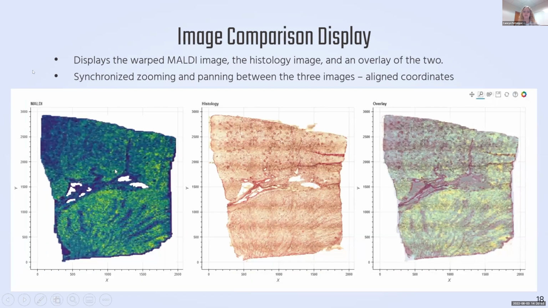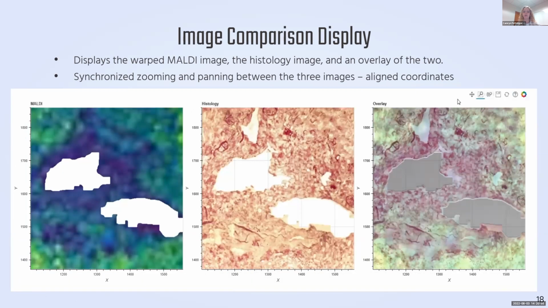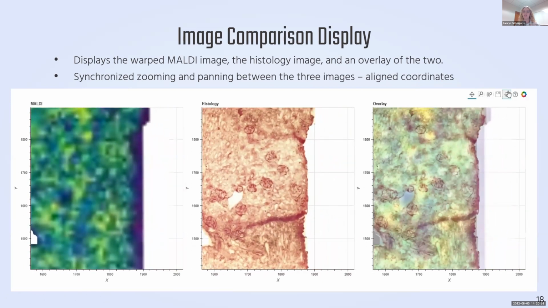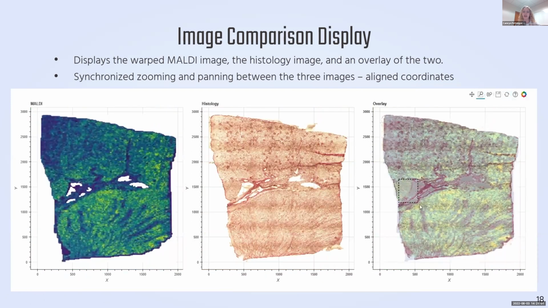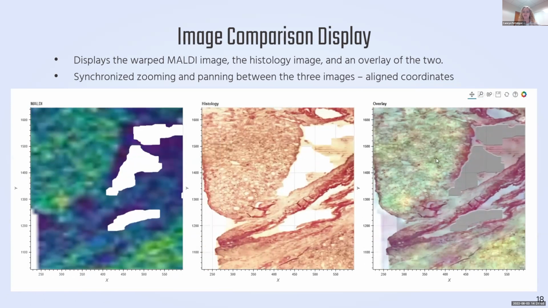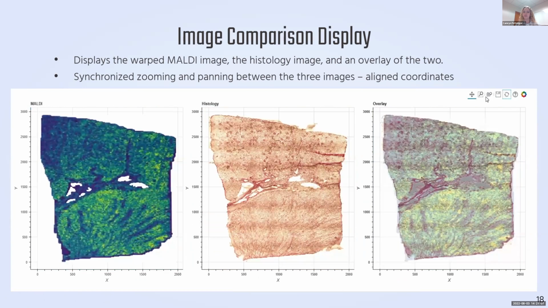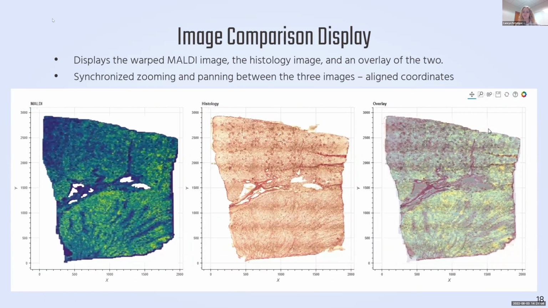And I also created this plot to compare the three images. There's the MALDI, histology, and then the overlay of the two. And it has synchronized zooming and panning between the three. So you can double check how you align them and maybe change some coordinates if it doesn't look exactly the way you want it to.